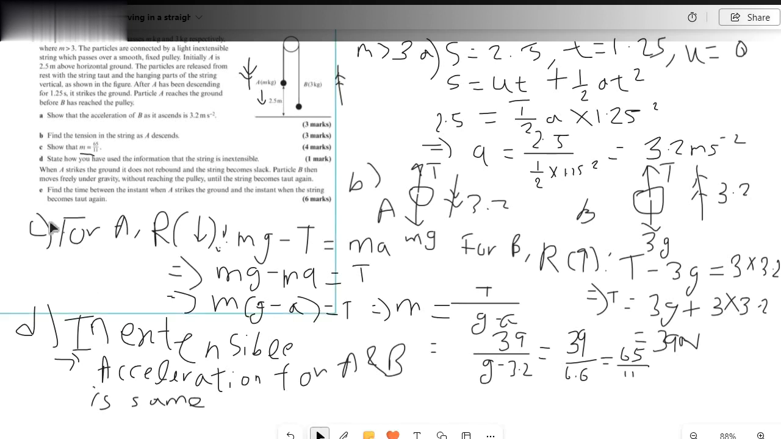And for number E, when A strikes the ground, it does not rebound and the string becomes slack. Particle B then moves freely under gravity without reaching the pulley until the string becomes taut again. Find the time between the instant when A strikes the ground and the instant when the string becomes taut again.